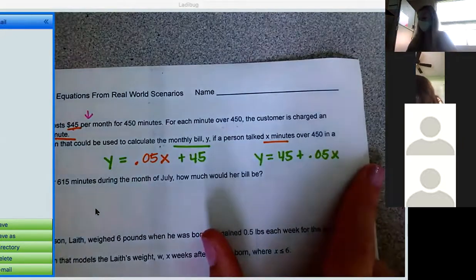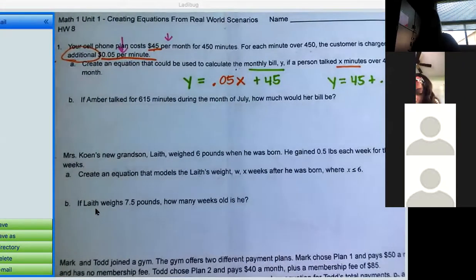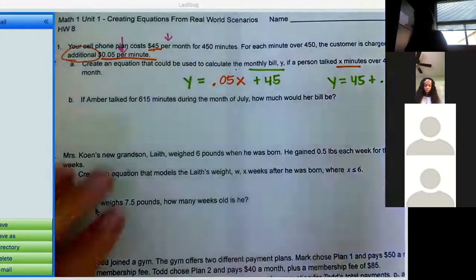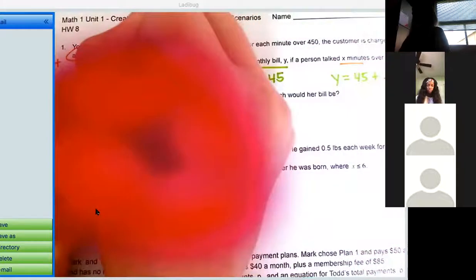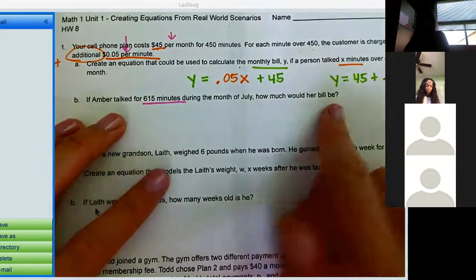Yeah. Yes. Beautiful. All right, so let's read this part, and this is where we might get a little confused, right? If Amber talks for 615 minutes, how much would her bill be?